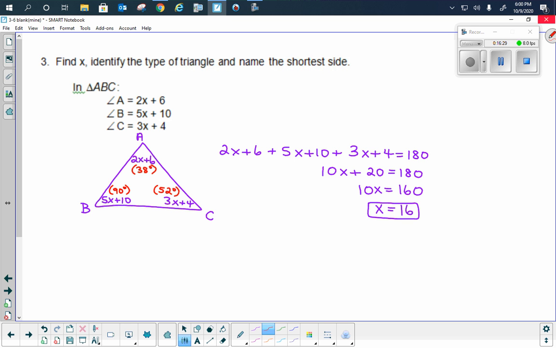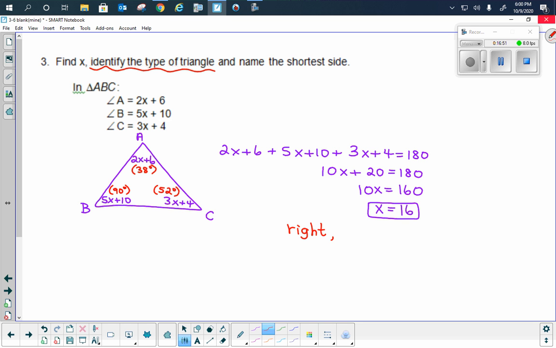Now we're supposed to still identify this in as many ways as possible. So identifying this based on angles, because that's what I see drawn right now. Based on angles, you would call this a right triangle, because you've got a right angle. You've got a 90 degrees. So it is a right triangle.